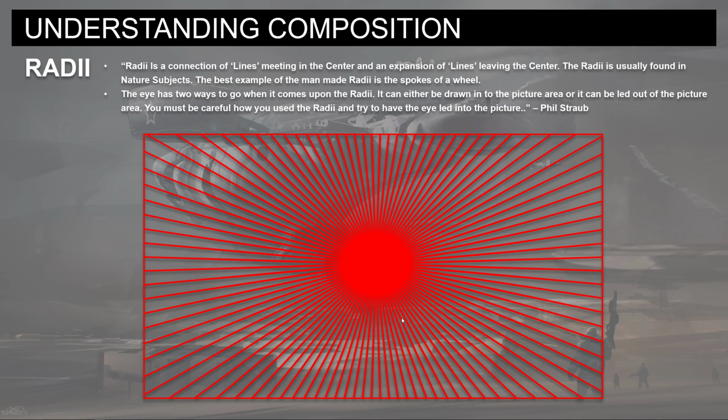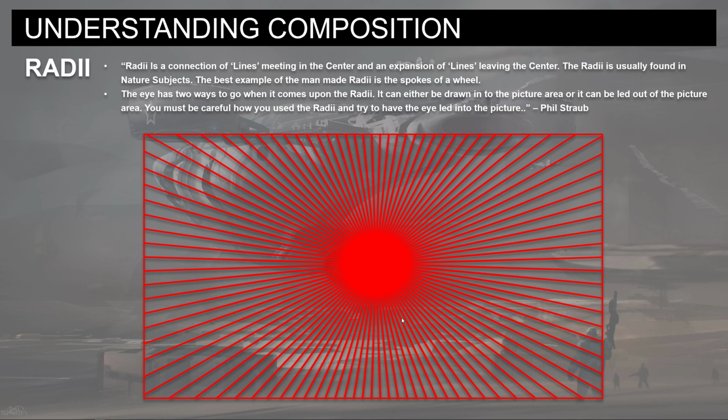Okay, here's the one that I was talking about that maybe was confusing people a little bit. So the radii is a connection of lines. So just think of lines in this one, meeting in the center and an expansion of lines leaving the center. The radii is usually found in nature subjects. The best example of the man-made radii is the spoke of a wheel.